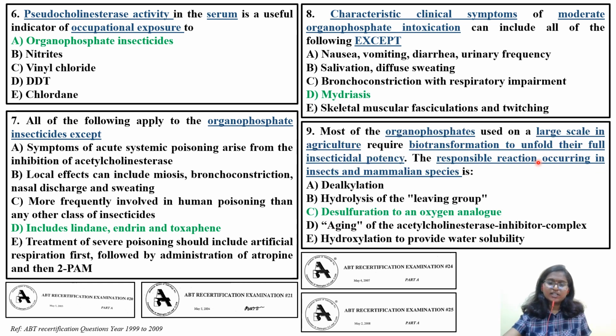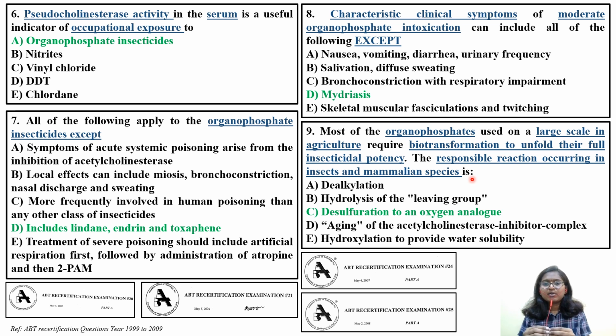The next, question number 9 we will see. Most of the organophosphates used on a large scale in agriculture require biotransformation to unfold their full insecticidal potency. The responsible reaction occurring in insects and mammal species is. For this question, you have to read about biotransformation or metabolism, phase 1 and phase 2 metabolism of these organophosphates. If I remember slightly, there is not much difference in the effect; these pesticides will act on either insects or mammals or human beings. So that is what it is trying to say.